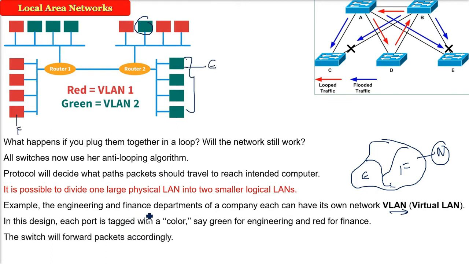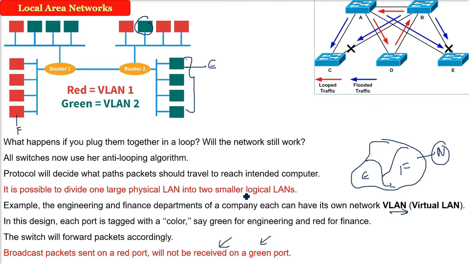Now the switch will forward the packet accordingly. If it is destined for engineering, depending upon the color, it will go to engineering only. If it is for the finance department, it will go to the finance department only. So a broadcast packet sent on a red port will not be received on a green port, and likewise.